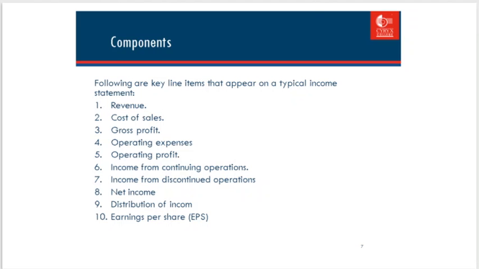Seventh, income from discontinued operations is the after-tax income of business components which the company has disposed of during the year or has classified as held for sale at the year end. Eighth, net income equals income from continued operations plus after-tax income from discontinued operations. A company's total net income includes income from both continued operations and discontinued operations. It represents the income earned during the year after accounting for all expenses.